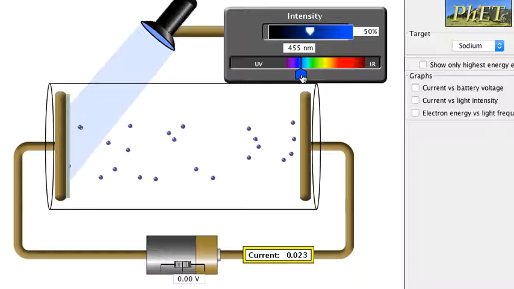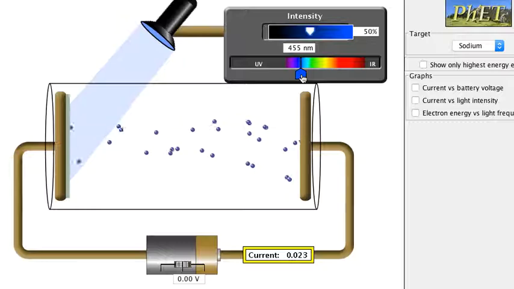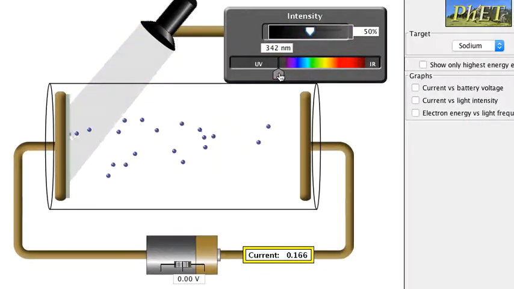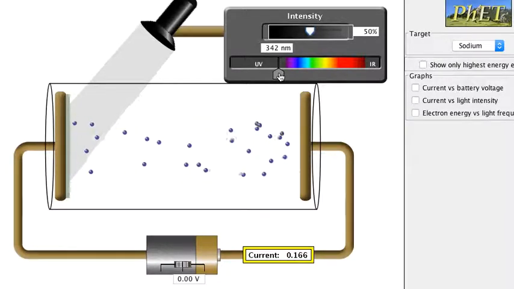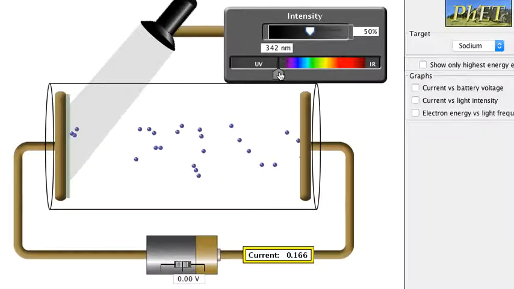So now we have a blue light, which is still removing electrons, but at a greater average speed. Maybe some of them aren't moving quite as fast. You can see some of these are a little slower still, but overall they're moving faster. And if we go even higher in energy, you can see they come out even faster, with more kinetic energy.